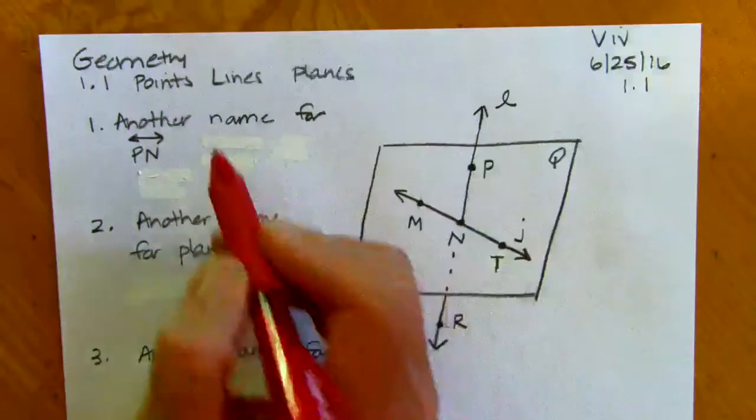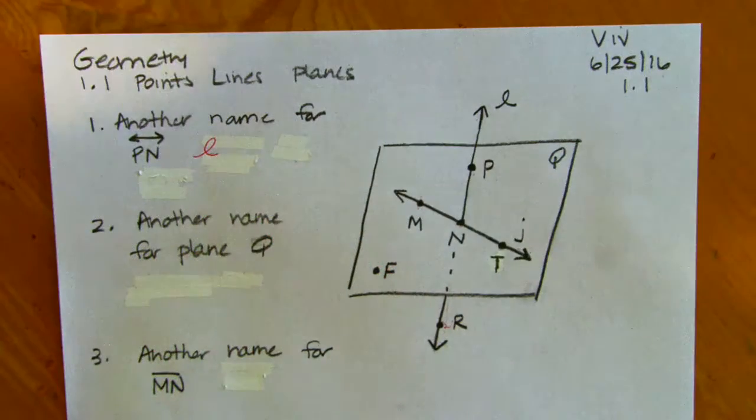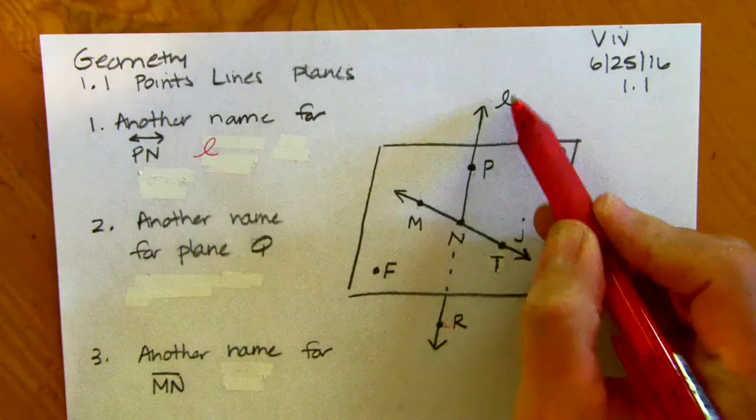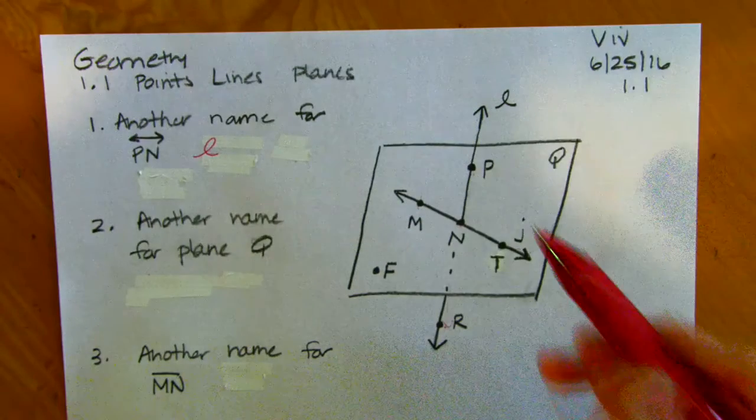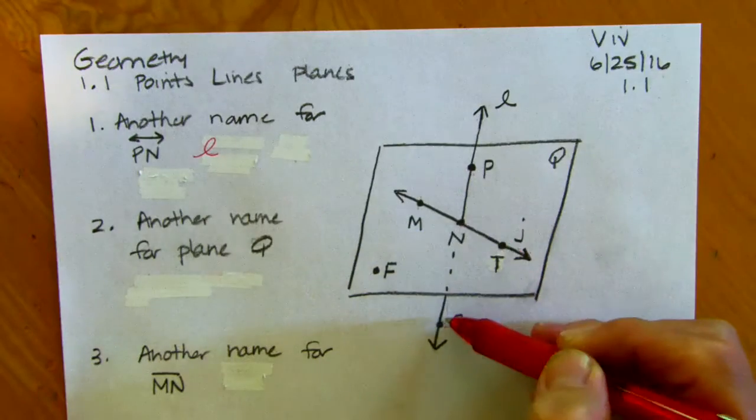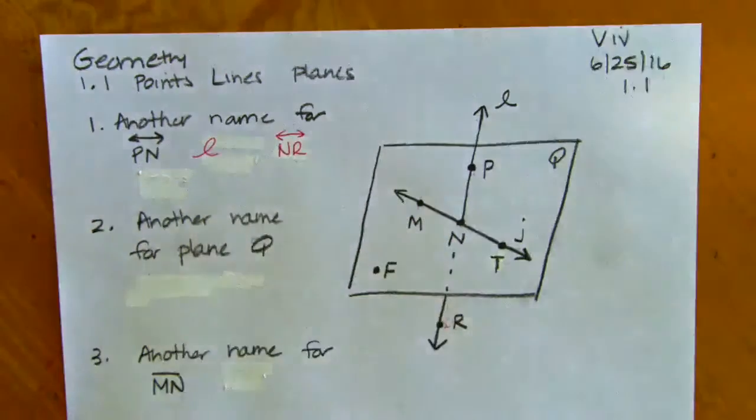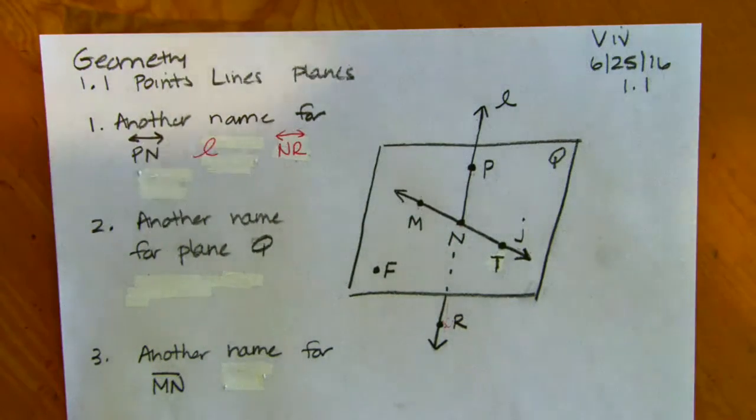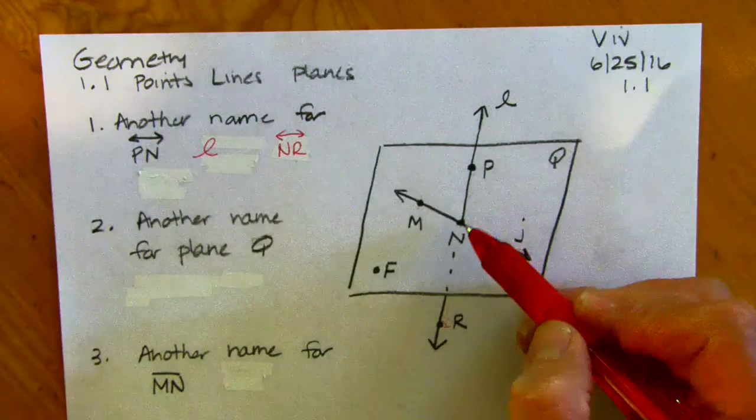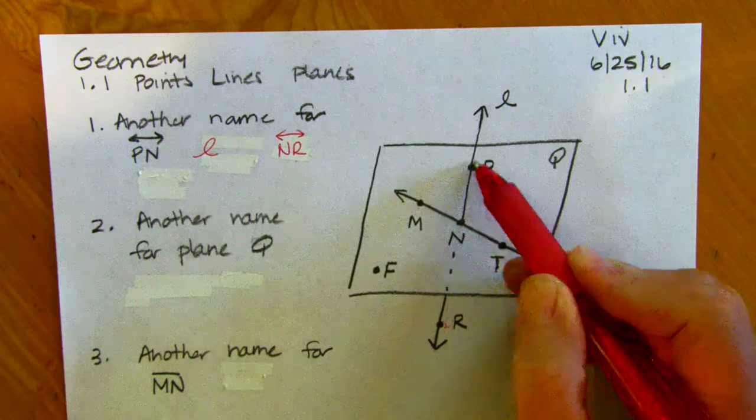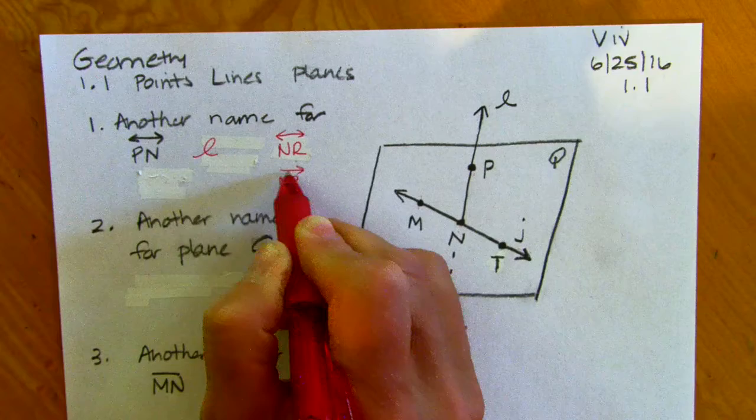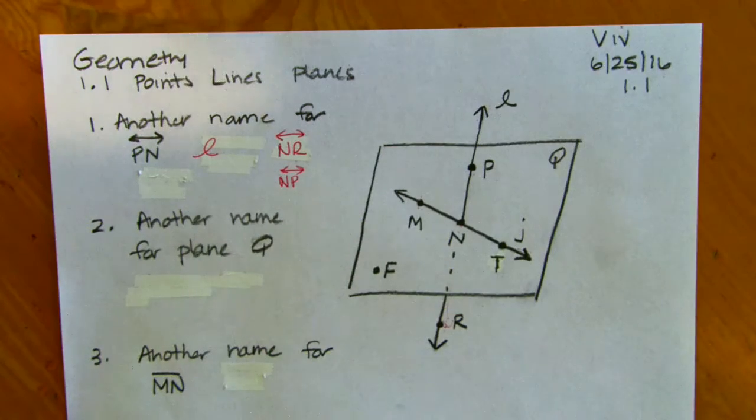Well, I could name it a lowercase l. That's also a way to name a line all by itself. I could name it line NR, and in that case, I need to put the 2 points and the symbol. Any 2 points define a line. You could name it line NP. That works as well. Not as creative, perhaps, but accurate.